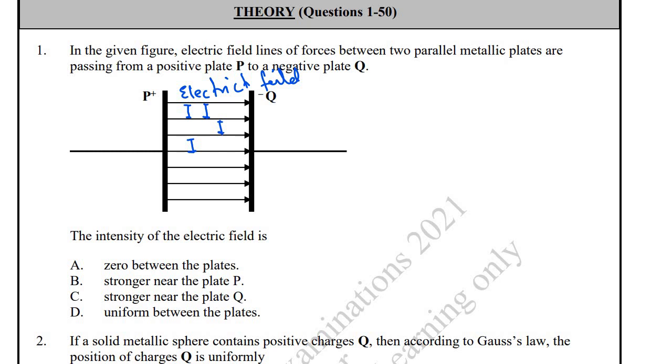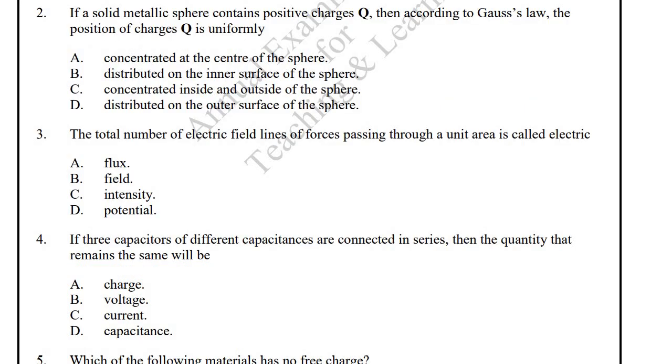So जब भी electric field lines के दरमियान जो गैप है वो अगर इक्विडिस्टेंस हो, equidistant electric field lines. So equidistant electric field lines represents that the intensity of the electric field is uniform. So the correct answer for this question number 1 will be option D, that the electric field lines between these two charge plate is uniform. Now let's see question number 2.